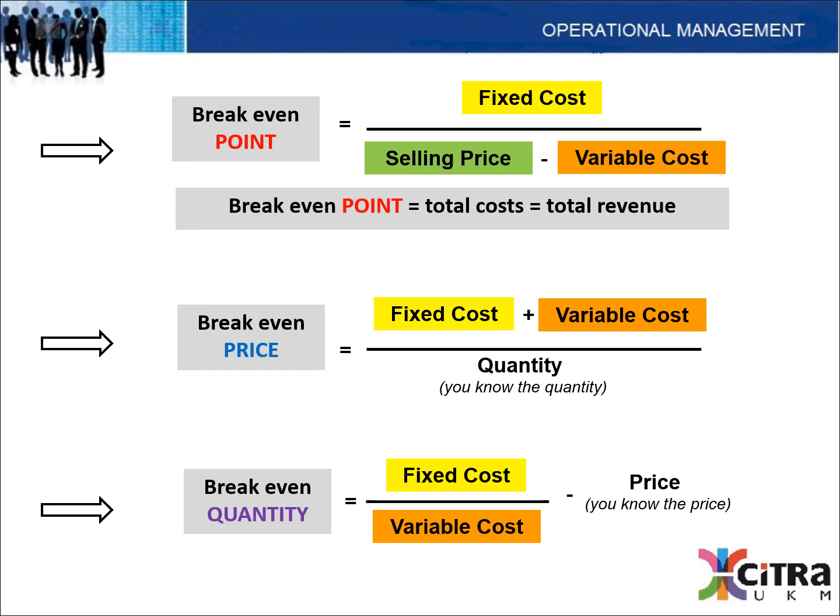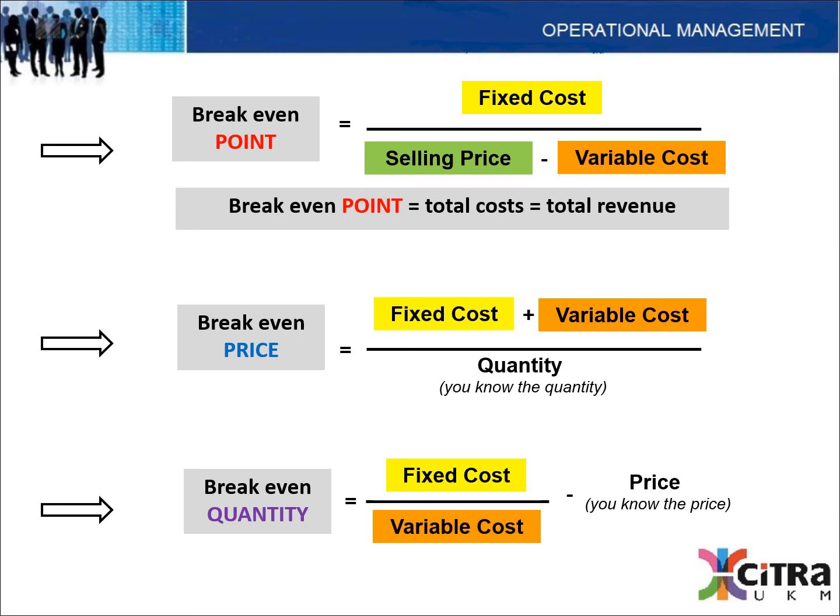Next is the break-even price. The break-even price is the fixed cost plus the variable cost, divided by the quantity, meaning how many products you produce. That gives the price you need to sell your product at, where there is no profit and no loss. That is what we call the break-even price.